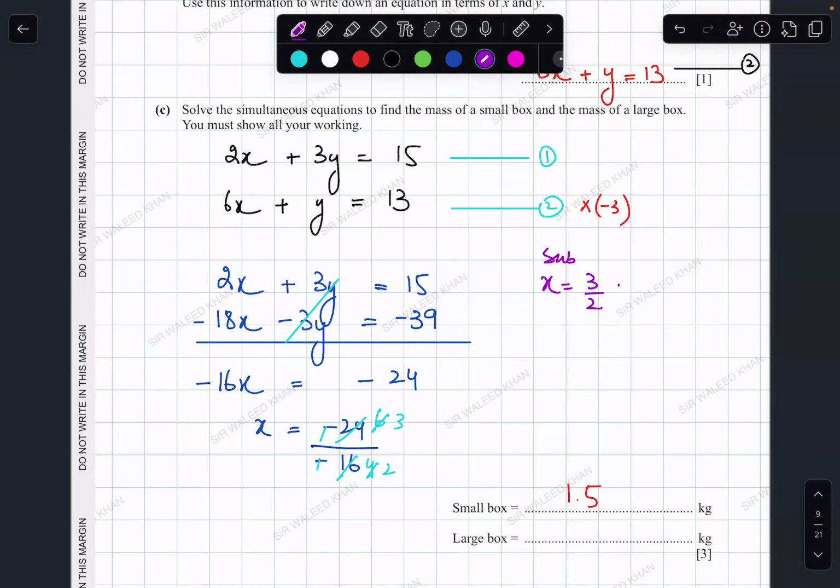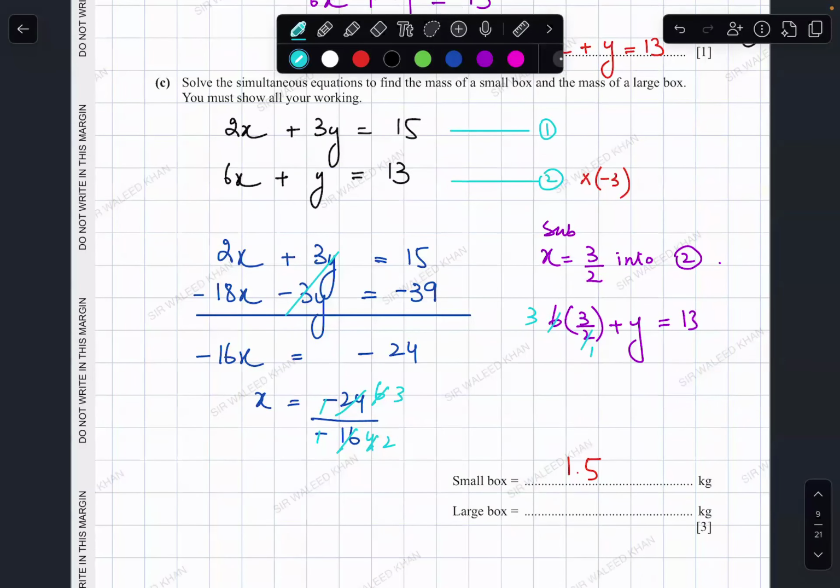Substitute x is equal to 3 by 2 into equation number, let's say 2. So this would be 6 times 3 by 2 plus y is equal to 13. Why am I using the fraction? Because in P1, it's easier to use fractions rather than decimals in the calculations. So we have 9 plus y is equal to 13 and 4.